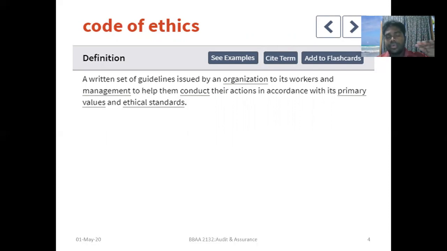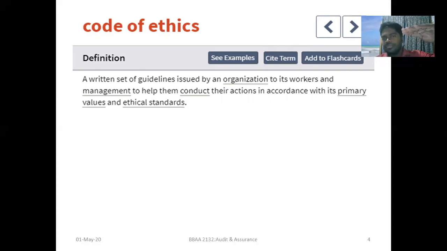So what is the duty of this IAASB? The IAASB publishes the auditing standards under the direct supervision of IFAC. I hope you have a clear idea about that, as we already discussed in handout number 2. IFAC is the superior body in the accountancy profession. Under the IFAC, the subsidiary is the IAASB, the International Auditing and Assurance Standards Board. The IAASB publishes the auditing standards under the supervision of IFAC.